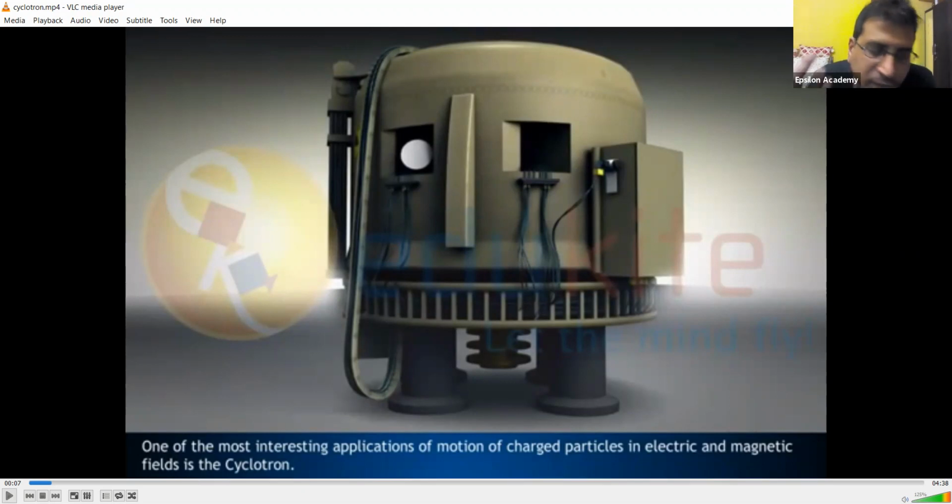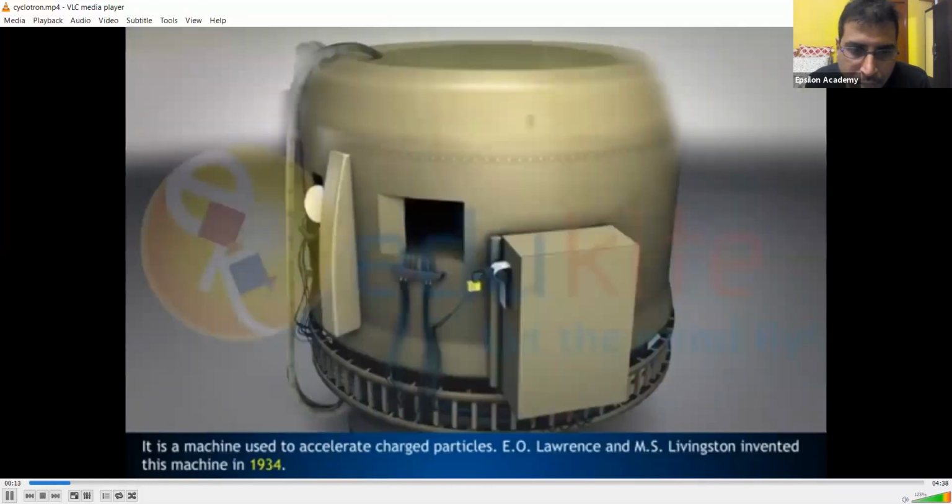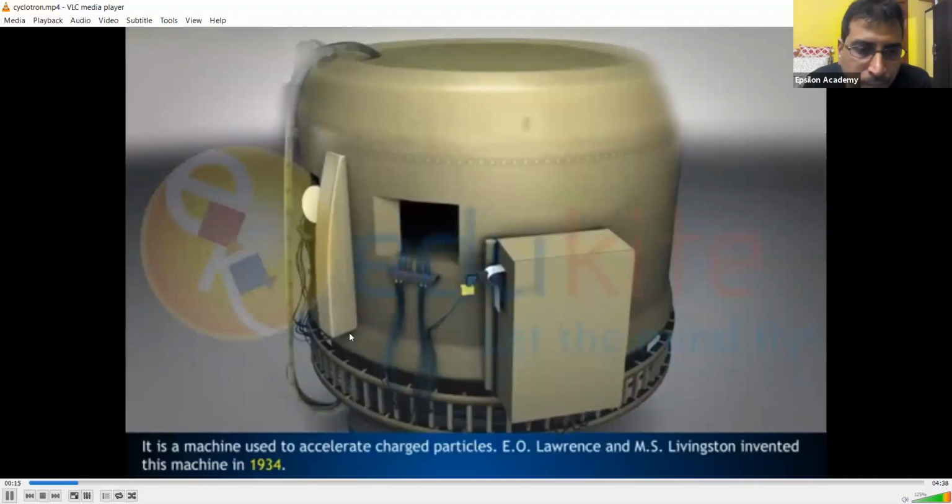And inside this device, what happens is there are both electric and magnetic fields existing. The cyclotron is a machine used to accelerate charged particles. So this is the thing. And M.S. Livingston. So you read it out. It is a machine used to accelerate charged particles. So E.O. Lawrence and M.S. Livingston invented this machine in the year 1934.